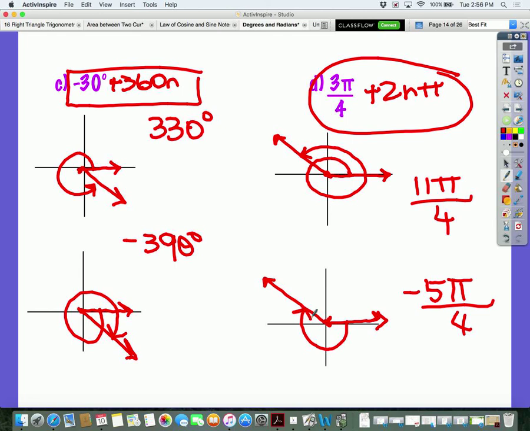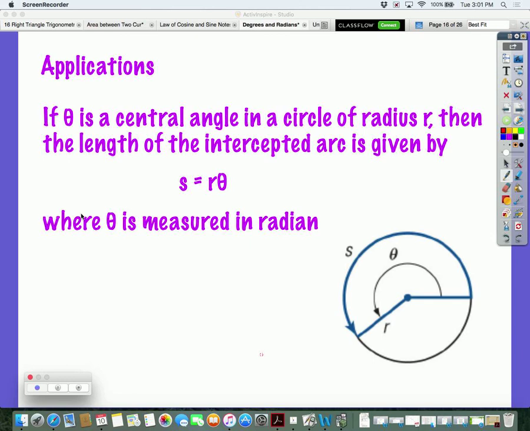All right, well, let's see. Your whiteboards. Applications. If theta is a central angle in a circle of radius r, then the length of the intercepted arc is given by S equals r theta, where theta is measured in radians. So that angle is not a degree, but a radian, okay? And that intercepted arc is basically part of that circumference, where the radii basically cut into the circumference. This is how you find the length of an arc, that formula, S equals r theta.